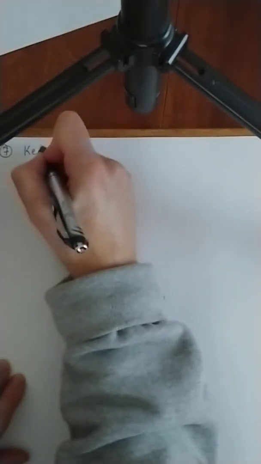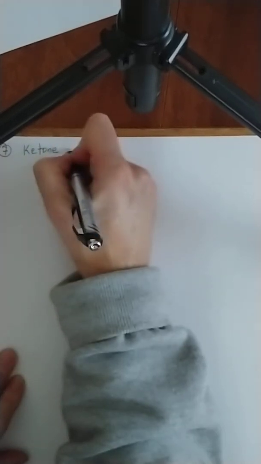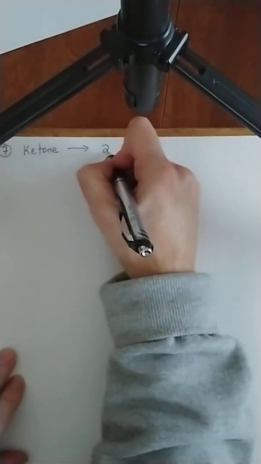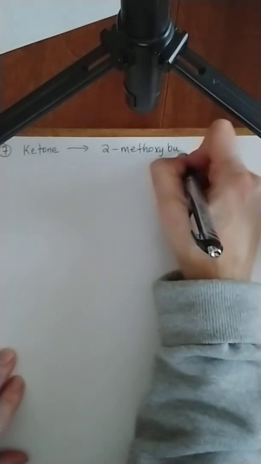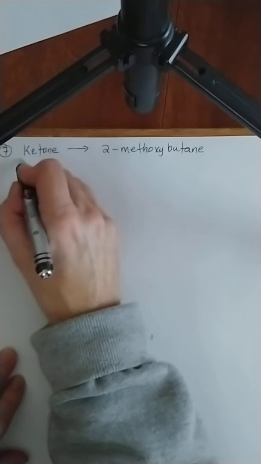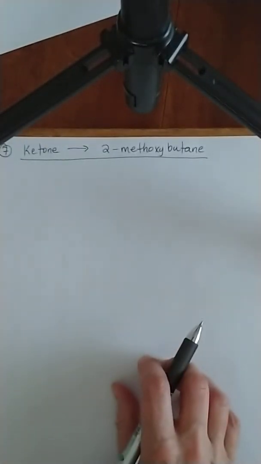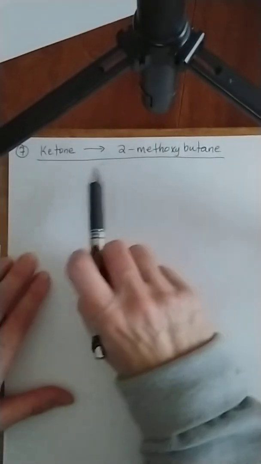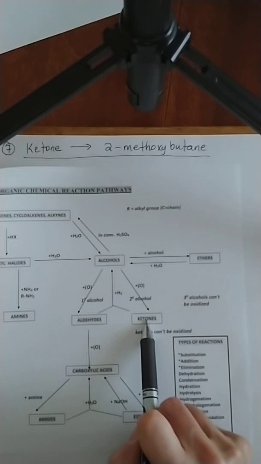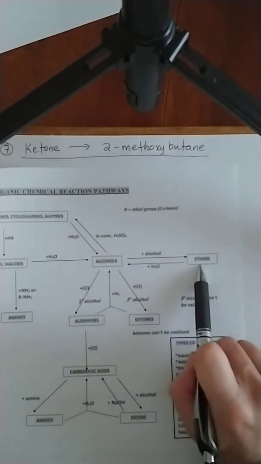Okay. Number 7. So number 7 is we're going to take a ketone and we're going to turn our ketone into 2-methoxybutane. So to make our 2-methoxybutane, if we go to our pathways chart, we're starting with a ketone, and you have to know that this is an ether.